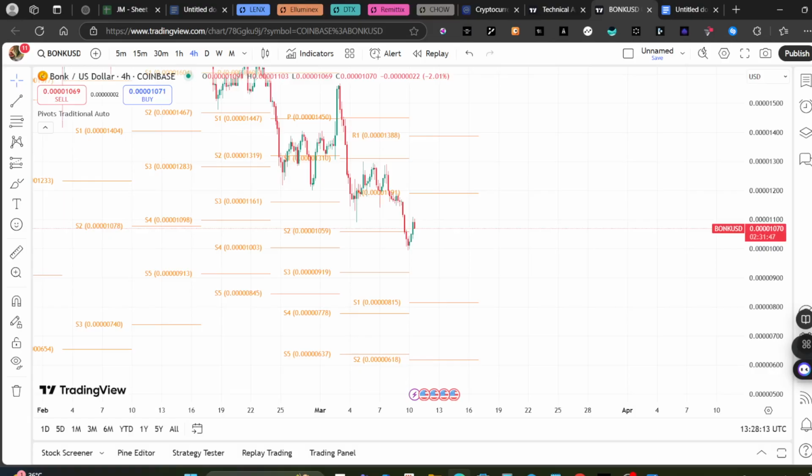Now to wrap it up, pivot points are an incredibly useful tool for day trading, helping you spot potential support and resistance levels that are crucial for entering and exiting trades with precision. The best part, they are simple to use and can be applied to any market, whether you are trading Forex, stocks, or crypto.